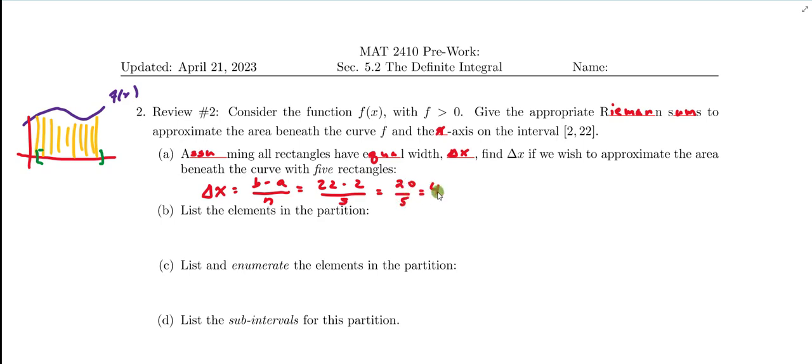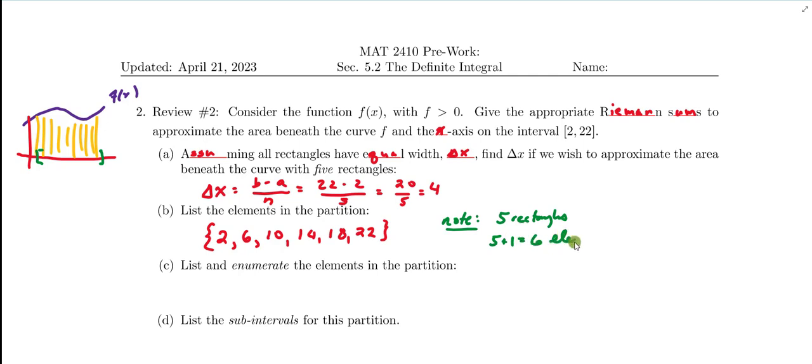We now want to list out the elements in the partition. So in this case, you can think of it this way. We're going to start at the first element of the partition, 2, and then we're going to add our width to get to the next element in the partition. So that would be 6. If we add the width again, we'd have 10. Adding the width twice more, and then one last time, we get all the elements in the partition. It's worth noting, I think, that we have 5 rectangles, and 5 plus 1 equals 6 elements in the partition.